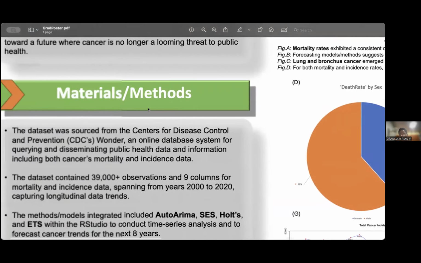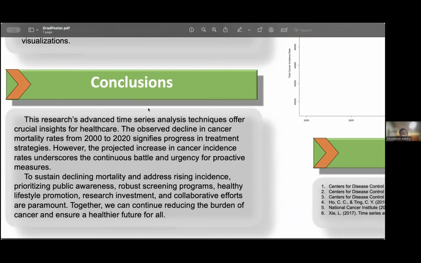So my conclusion is, this time series analysis really helps us to see what is crucial for healthcare. Healthcare is a major part of our economy, and we cannot overlook that.